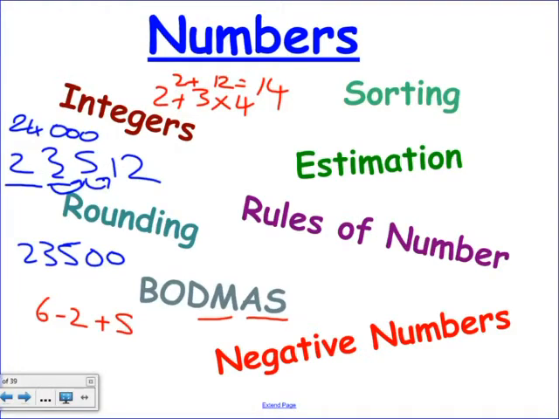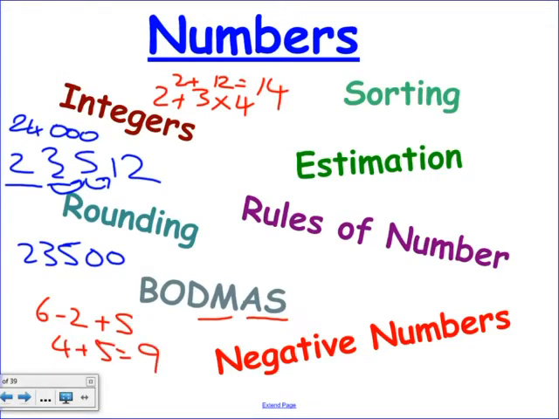Okay? 6 minus 2 plus 5, what would I do first? 6 minus 2. Everyone agree? Yeah. You work from left to right when you're left with addition and subtraction, the A and the S. So it's 4 plus 5 is the correct answer.